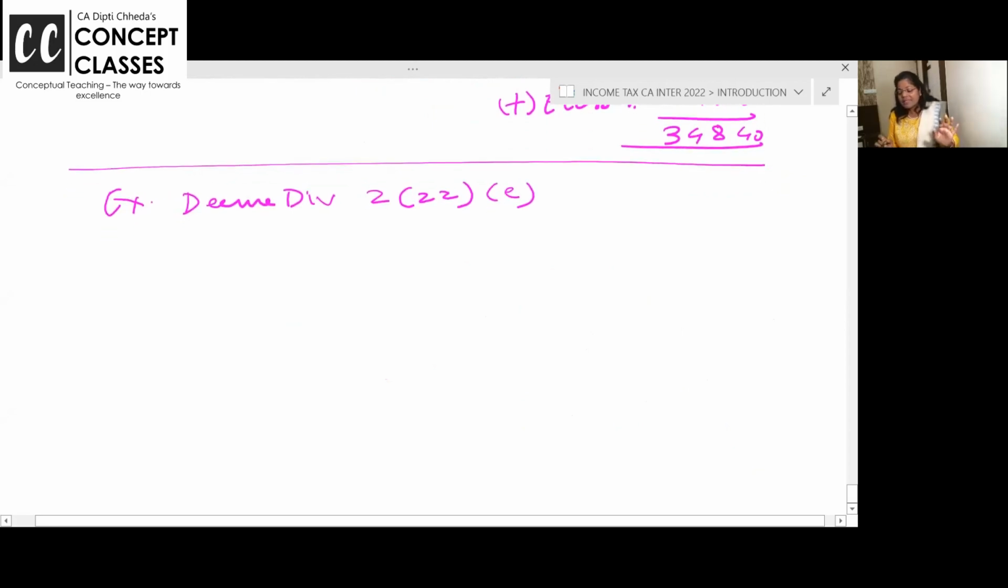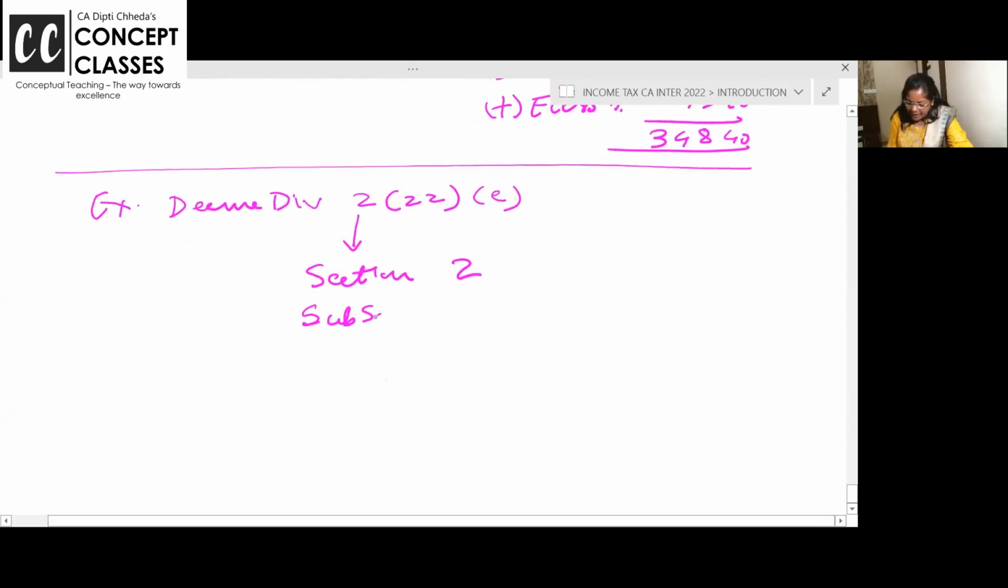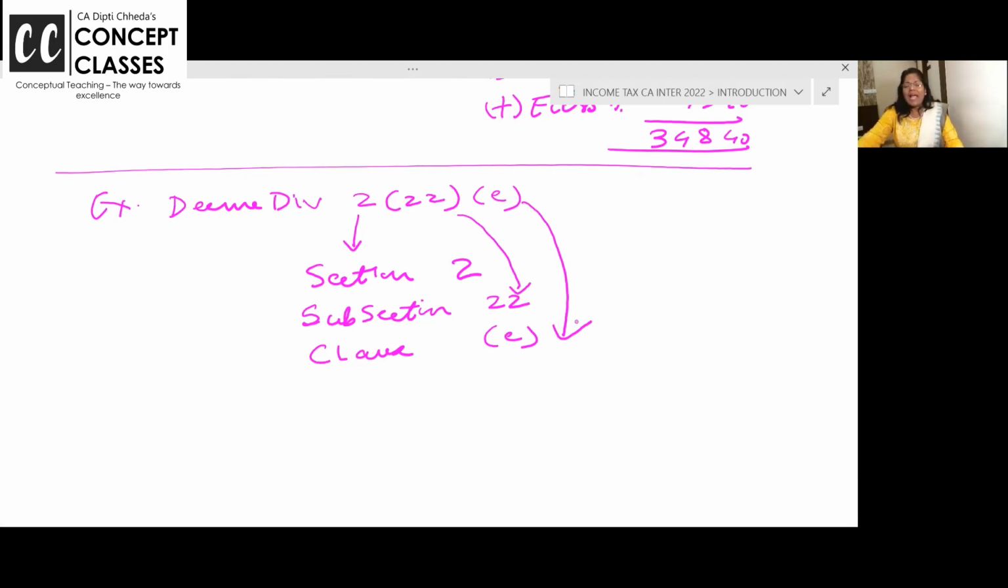22E. So you know whenever sections are given like this is like section 2. After that, whatever is given, it is read as subsection. I think many of you must have done this in the law and all. And then clause. Clause is E. So how do you read this? Section 2, subsection 22, clause E talks about deemed dividend. At inter level, you are not supposed to remember all the sections, but some sections are very, very important. So as a teacher, I will remind you and we'll make some superb notes for it.